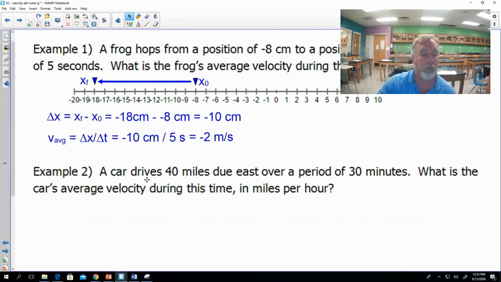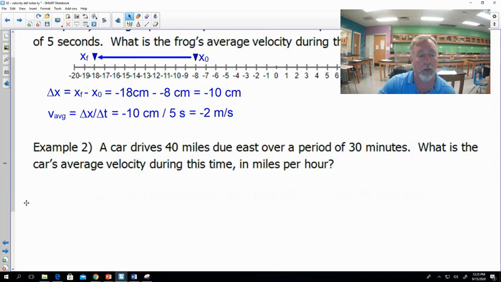Let's do one more. A car drives 40 miles due east. So typically we'll have east being a positive direction, east usually to the right when we're looking at something. And it took 30 minutes. What's the car's average velocity in miles per hour? I'm stressing that because we're given a period in minutes and we're asked for an answer in hours. So we've got a little conversion to do here.